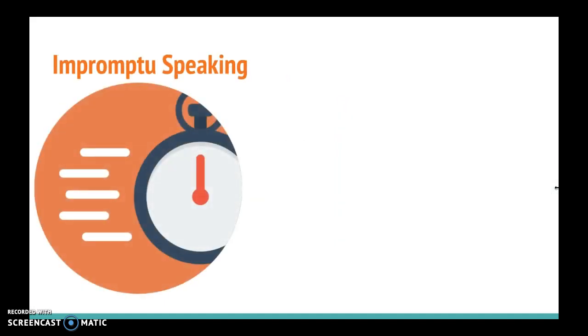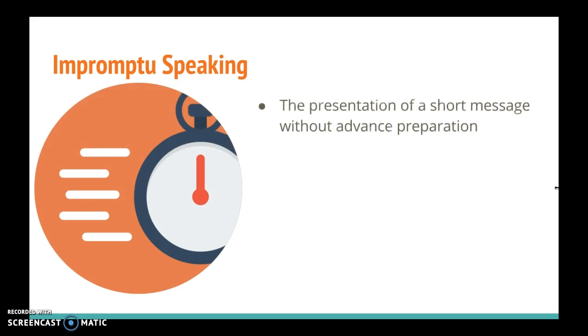First, let's talk about impromptu speaking. Impromptu speaking is the presentation of a short message without advanced preparation. Oftentimes, impromptu speeches are given when someone is asked to say a few words or give a toast at some sort of special occasion. You might have encountered impromptu speaking whenever you've been asked to give an impromptu self-introduction at the beginning of a new class.